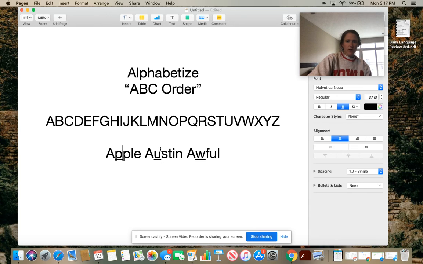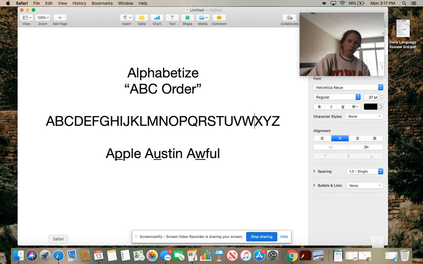So we have a P, we have a U, and we have a W. So if I look at my ABC order, I have P here, then I have U here, and then I have W here. So luckily for me, it's already in alphabetical order because apple comes first because it's AP. Austin comes second because it's AU. Here's the U, and then awful comes third because it's AW.